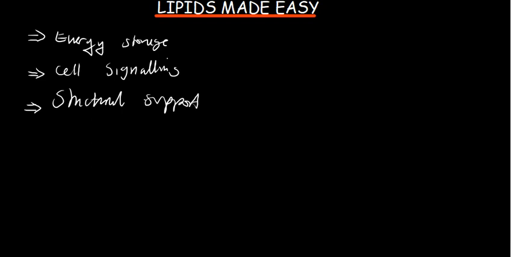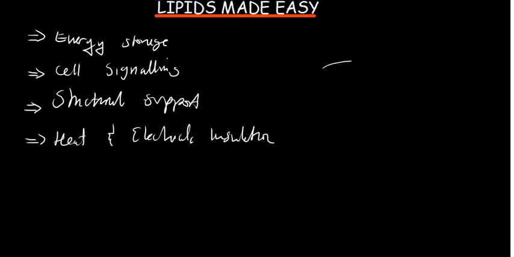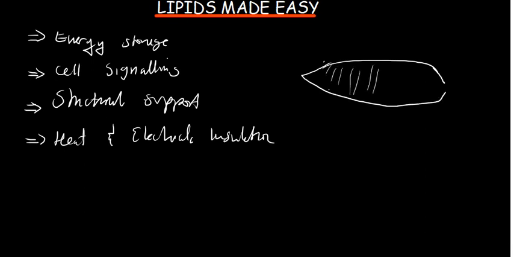Okay, so apart from that, they are also there for heat and electrical insulation. Heat and electrical insulation. You can think of a leaf. When you have got a leaf, just the surface of a leaf, there is that shiny surface. If you just look at any leaf, the surface is so shiny. That is made up of lipids, and that is for insulation.